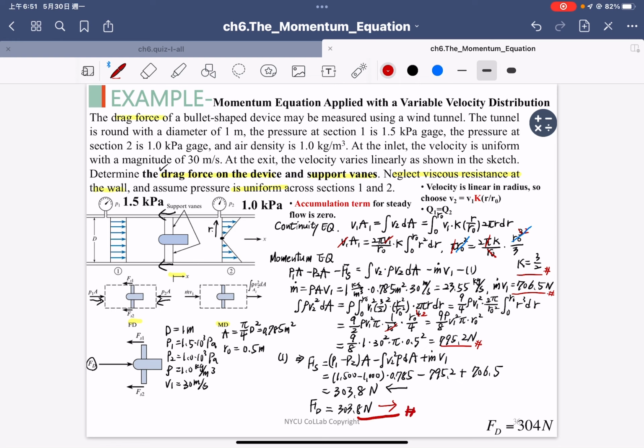So for this problem, our velocity on the outflow side is a non-uniform velocity. So we need to deal with the integration operator, and this also has the inner pressure on both sides, on the left and on the right. So we need to consider the pressure inside.